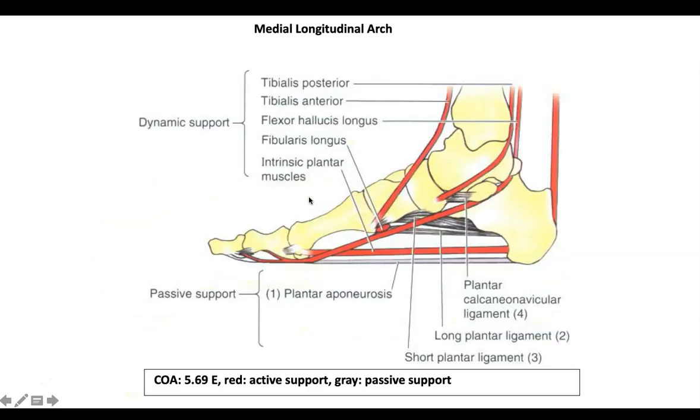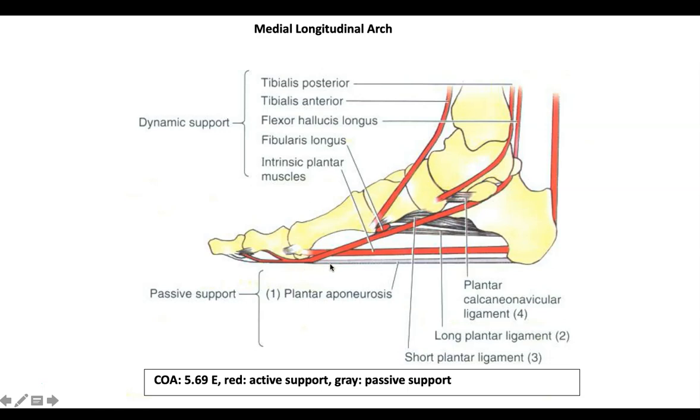And these arches are maintained by the muscle tendons. Already I mentioned the fibularis longus and the tibialis posterior, and there are also other muscles attached to the bones of the foot that help in maintaining the arches. Also the ligaments which connect the bones of the foot, the long plantar, short plantar, and the plantar calcaneonavicular ligament, all help in maintaining the arches of the foot.